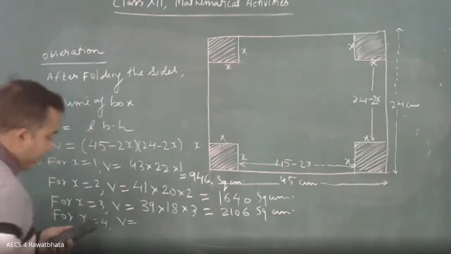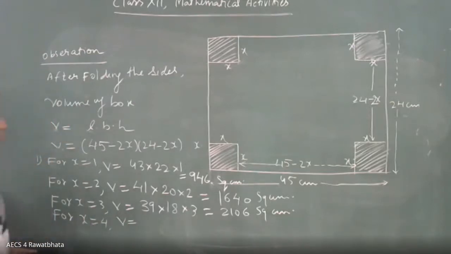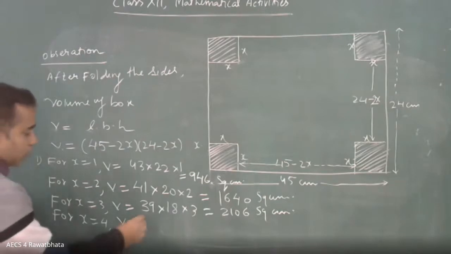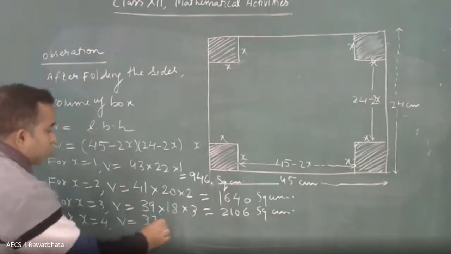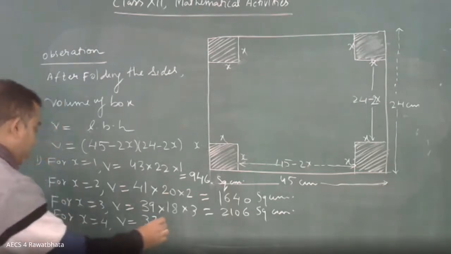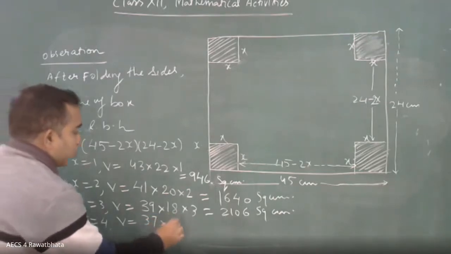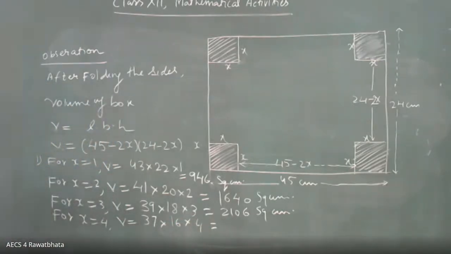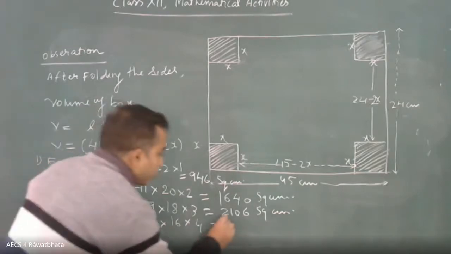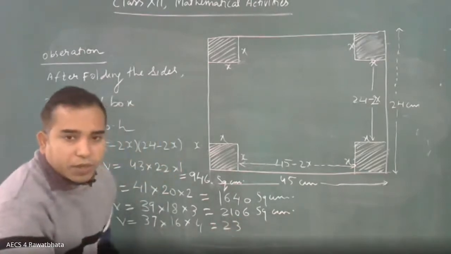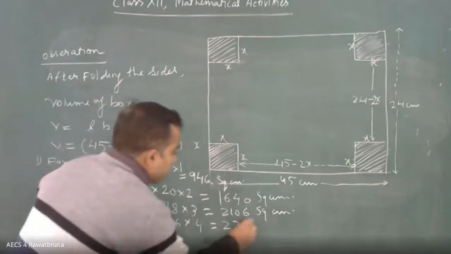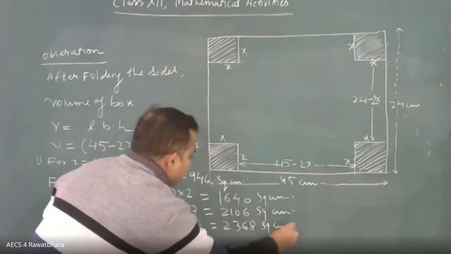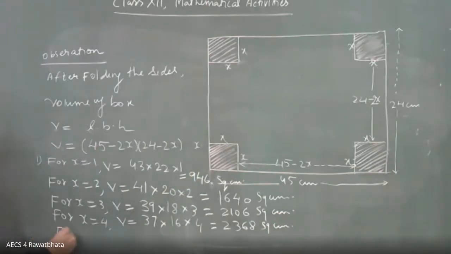Then for x equal to 4, V equal to how much? 4 twos are 8. 45 minus 8, how much? 37 into 16 into 4 is equal to 2368 square centimeter. Okay.